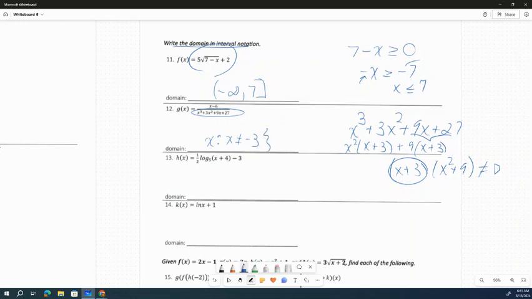And could I write that in interval notation? Of course I can. By the way, x squared plus 9 is never 0 because you can't square a number, add a positive number to it, and get 0. At least not in the real number system.